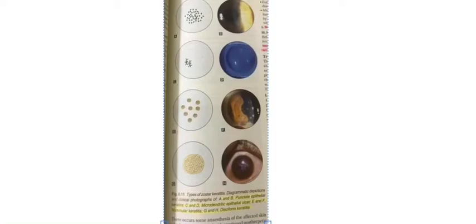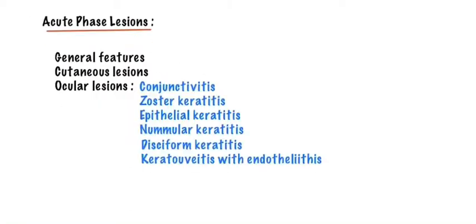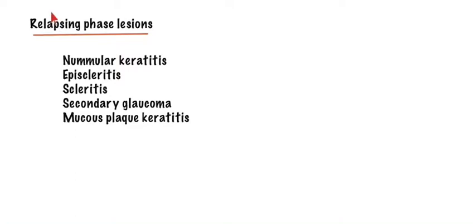And then there is deciform keratitis. Deciform means nothing but round. So there is a round lesion here. So that is deciform keratitis. These are the features of acute phase lesions, which can also be seen in relapsing phase lesions, as it is nothing but reappearance of the acute or chronic phase lesions.